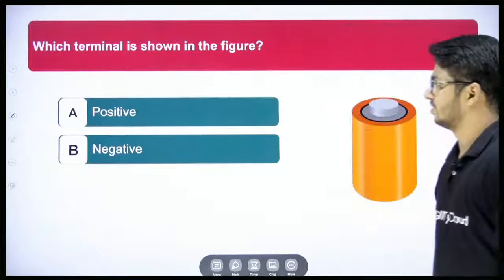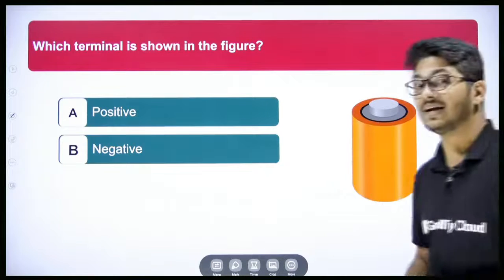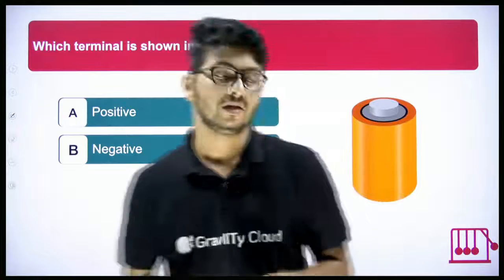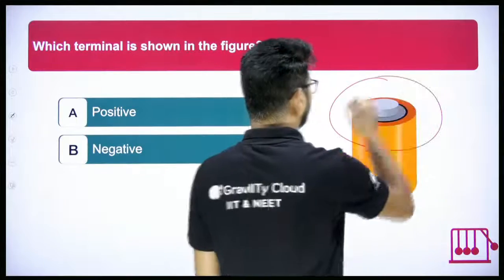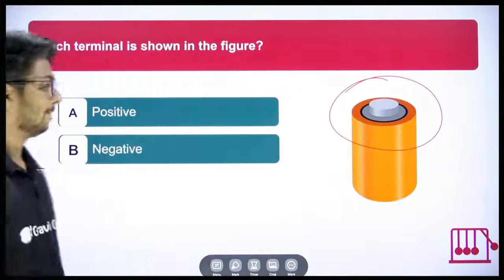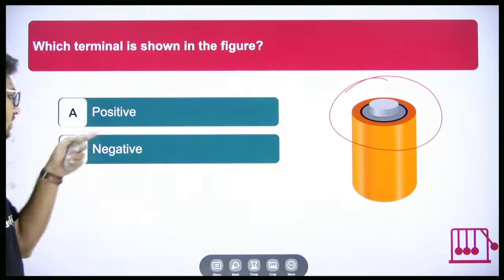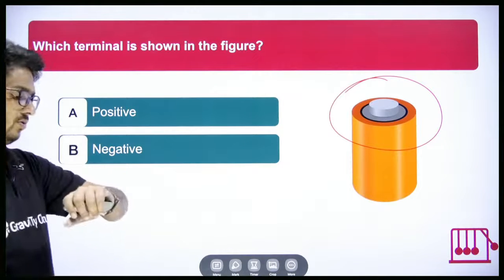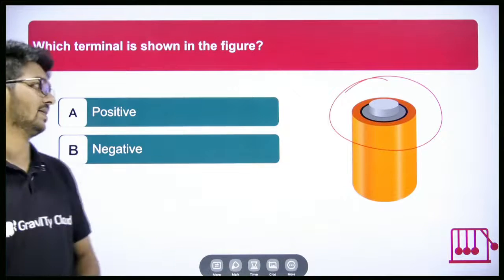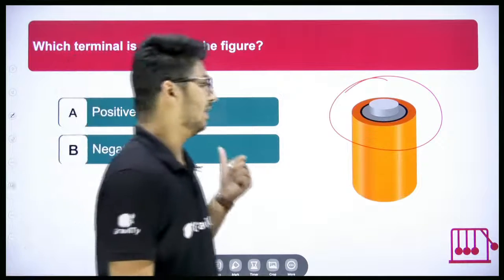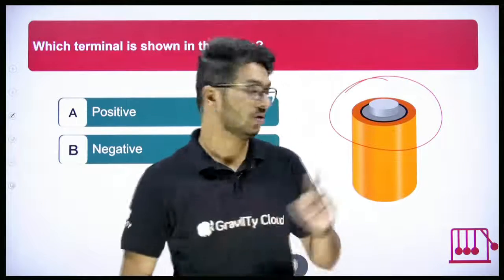Let's go into the second question. Which terminal is shown in the figure? Positive or negative? So you have to look at this. Which terminal is this? A or B? That is positive or negative? I'll give you 10 seconds of time. 10 seconds should be enough. So please answer that. Option A positive, option B negative. What is that?